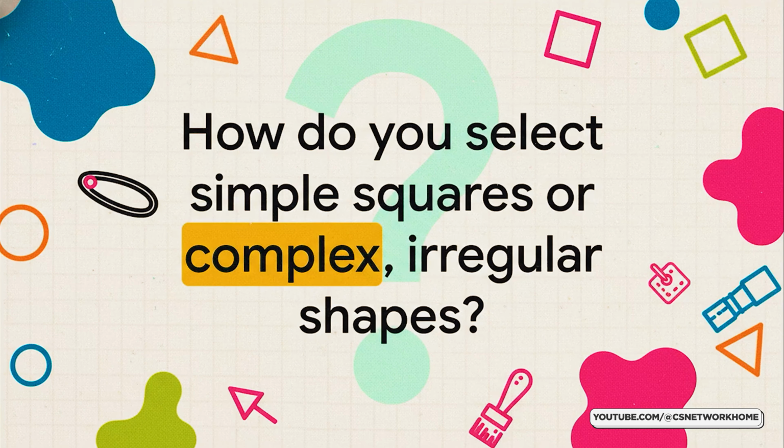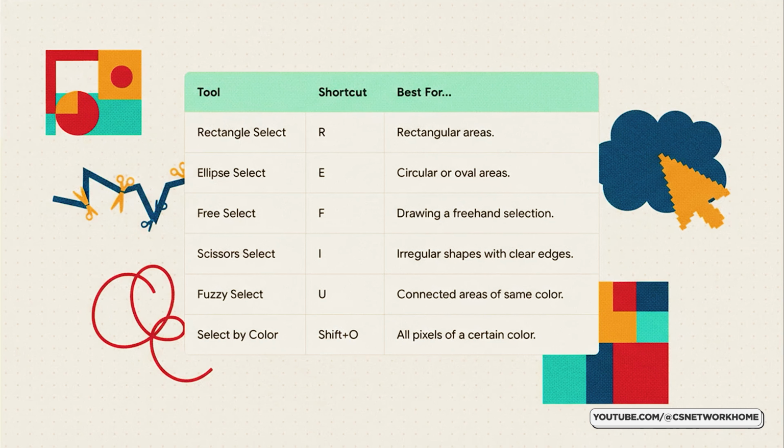But what if you need to select something more complicated than just a simple box? You know, like a perfect circle or a really complex, curvy shape. Well, GIMP has you covered. There's a specialized tool for pretty much any kind of shape you can think of. And here they are, the core selection tools.